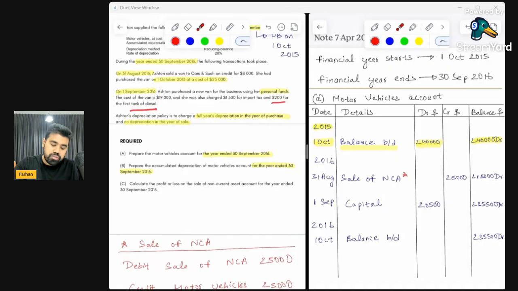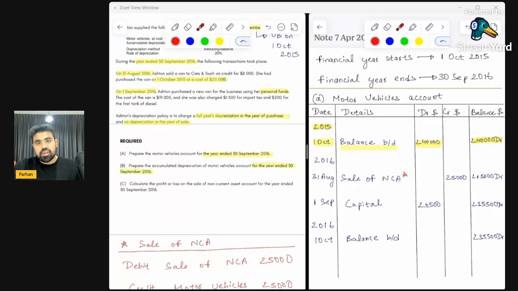Now, the cost of the van is $19,000, and there was $1,500 for import tax plus an additional $200 for the first tank of diesel. Now, the total cost of this van is the purchase price of $19,000 plus the $1,500 in import tax, which is $20,500. Now, why are we adding the import tax and the purchase price? This is because if you want to find the total cost of an asset, it is by requirement that all the costs necessary to get the asset ready for its intended use are included.